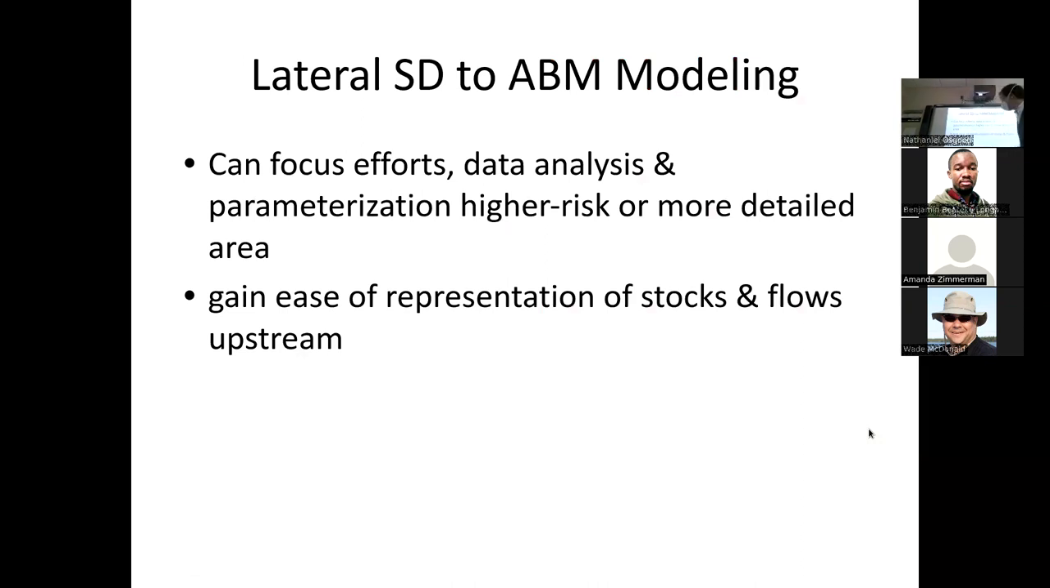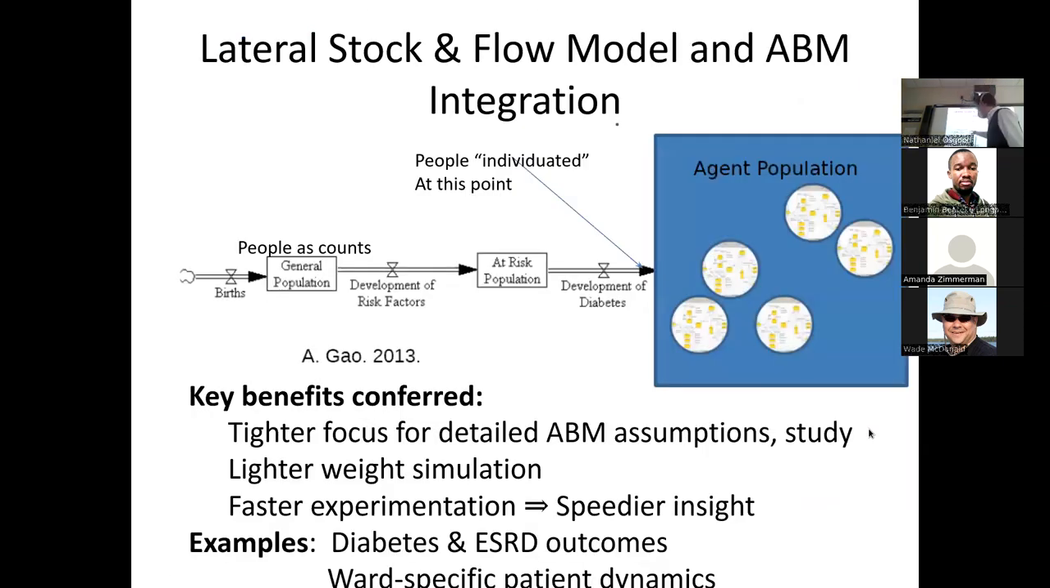So I like to call this sometimes lateral SD to ABM. It's horizontal. You have individuals start in aggregate compartments and become agents. And you can focus a lot of analytic efforts and interventions, and do comparisons against empirical data, et cetera, at rich levels on the higher risk population. And yet you can represent the whole population at some level with this aggregate population.